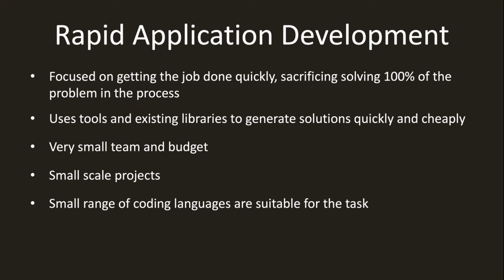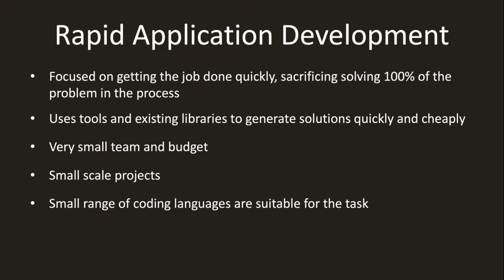Rapid application development used to be the way that most things were built before about 2010, that sort of thing. And it's still fairly popular. Essentially, you focus on getting the job done quickly, but you're not going to solve the problem 100%. You're going to get close enough. And you're going to do this by using existing tools and libraries. So a lot of the code is already pre-made. You're largely just putting it in the right order so that it actually sort of solves the problem-ish.